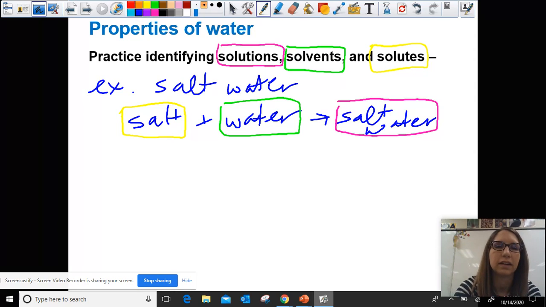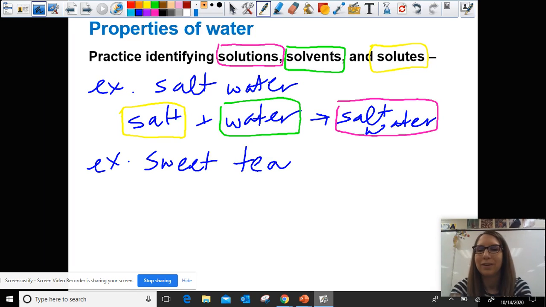Let's look at another example. Let's say we want to make sweet tea. And if you've never heard me say this before, I am not from the South, and sweet tea is not my thing. But sweet tea is something that I know is a lot of other people's thing, and so we'll use that as our example.